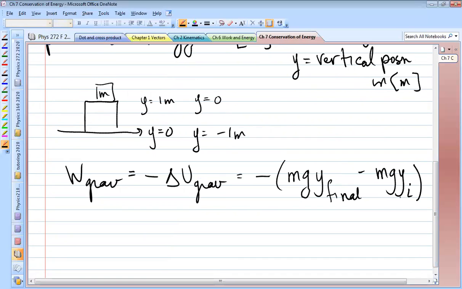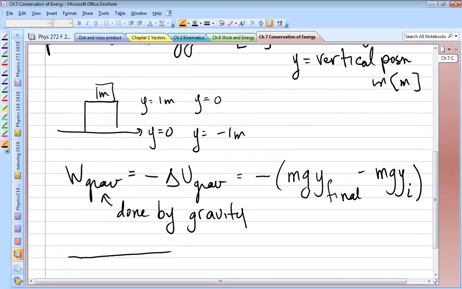Okay, so why is that and how does that work? Well, remember, this is the work done by gravity, not done by you. This is done by gravity, by the gravity force.